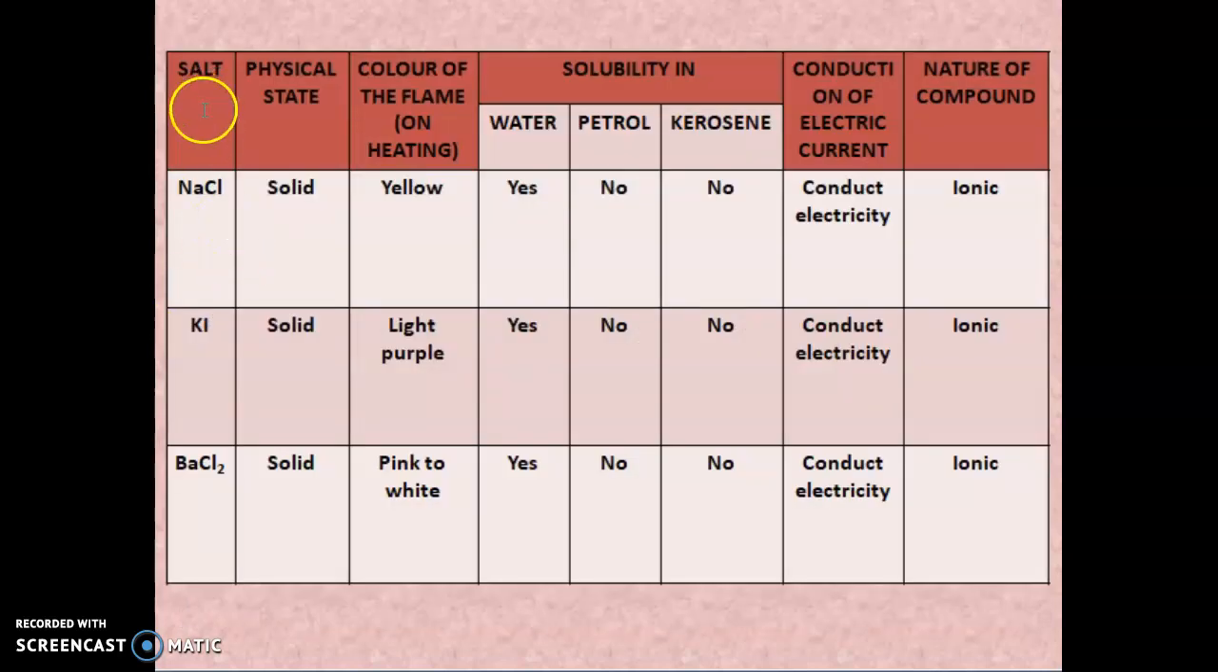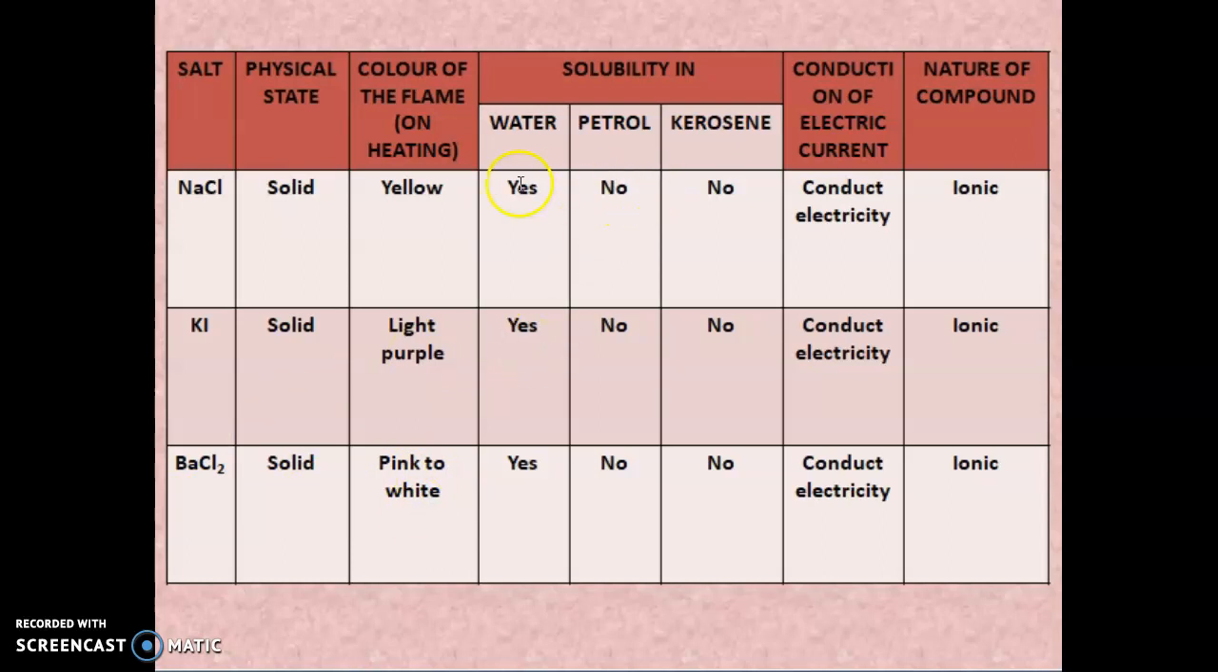First, the salts: we have taken three, sodium chloride, potassium iodide and barium chloride. First is the physical state. Sodium chloride, potassium iodide and barium chloride are all solid in state. Next, the color of the flame on heating. Sodium chloride gives a yellow color, potassium iodide gives light purple, and barium chloride gives pink to white. First it will burn with pink, then you will get white.